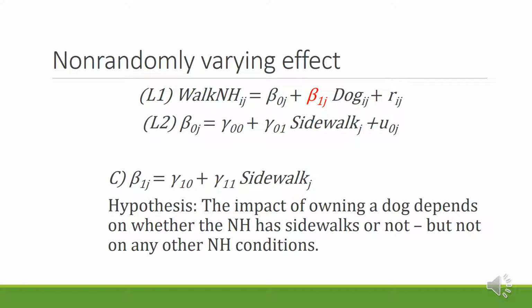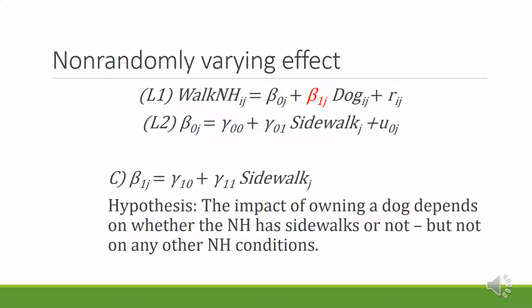So what you see here is that now we have a non-randomly varying effect. So the effect of dog ownership on walking in the neighborhood depends on whether the neighborhood has sidewalks or not. And as you well know, this turns into an interaction effect. So we're asking if sidewalk presence moderates the relationship between dog ownership and walking in the neighborhood. But we hypothesize that there are no other neighborhood conditions or factors that influence that relationship.